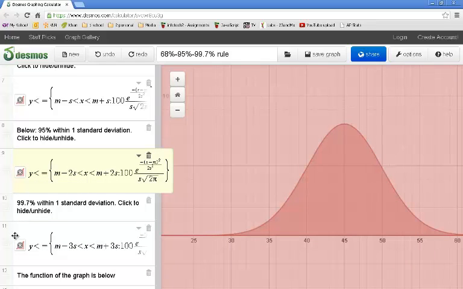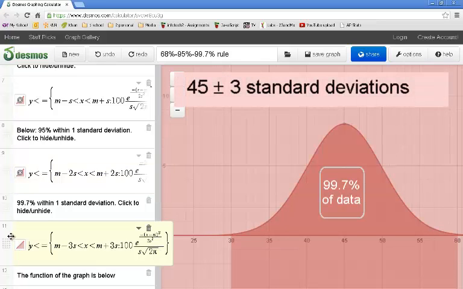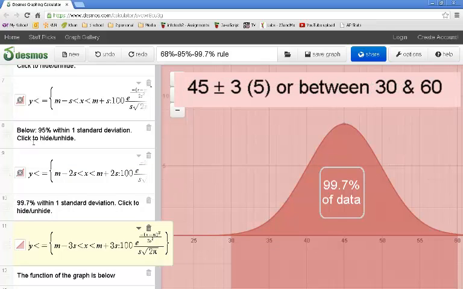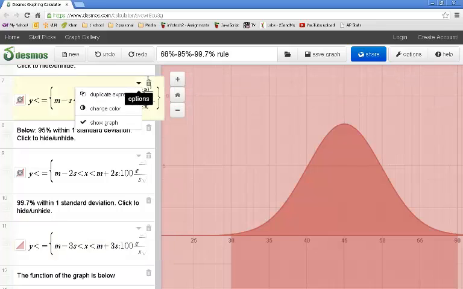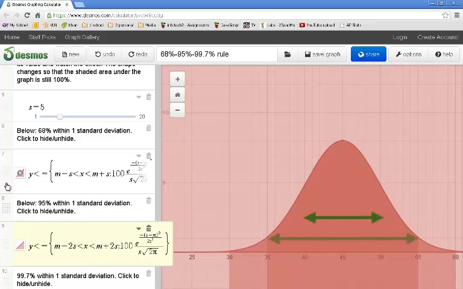Now turn off the 95% shading. Instead, turn on the 99.7% shading. Nearly all of the data will lie between 3 standard deviations below the mean and 3 standard deviations above. Now I'll turn on all 3 shading areas so that you can see the difference between 1 standard deviation, 2 standard deviations, and 3 standard deviations away from the mean.